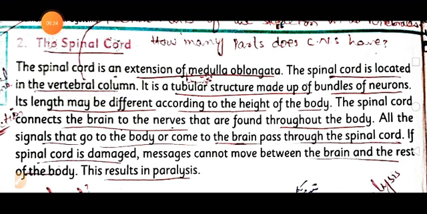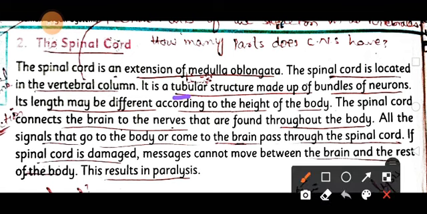And what is the structure of the spinal cord? So it is a tubular structure which is made up of bundles of neurons, millions of neurons, and its length may vary according to the height of the body. इट्स लेंथ इज़ वेरी फ्रॉम पर्सन टू पर्सन, जैसे पर्सन की हाइट हो उसी के मुताबिक स्पाइनल कॉर्ड की लेंथ होती है, ठीक है.